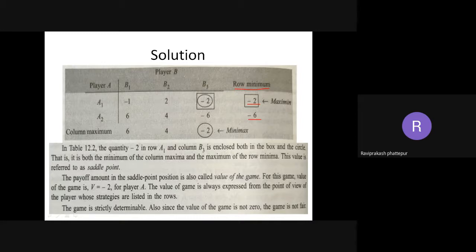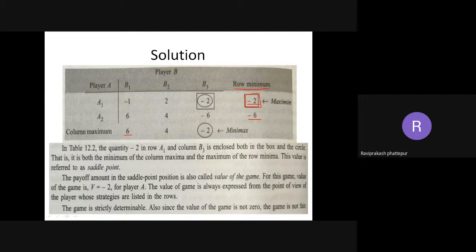So first column, what is the maximum? Maximum is 6. Okay, so just before coming here, check this row minimum, which one is the maximum? So -6 and -2, both are negative. The value with the lowest minus will be the maximum. So that's why we are putting this particular rectangle. Okay, so -2 is bigger than -6. So that's why we are putting this particular rectangle in that.